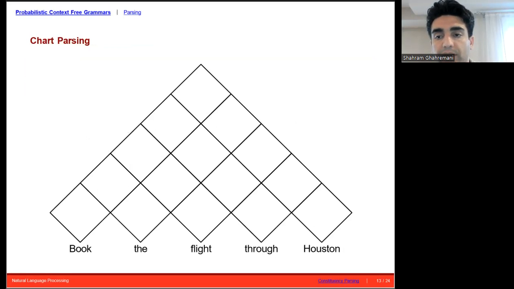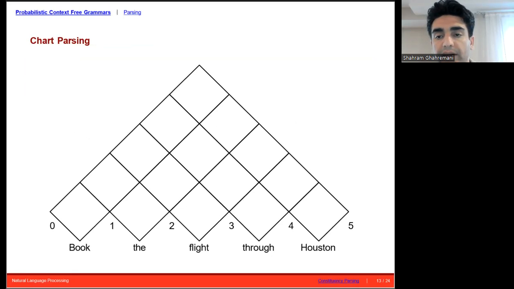So let's see an example of this. We have the yield: book the flight through Houston. And here are some indices for the spans that we will be using. First we look at individual words and we build up all the non-terminals that can be associated with those words. Most of these are unambiguous. There is only one non-terminal that can be associated with each of those words.